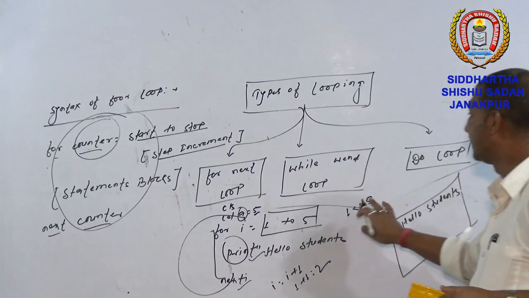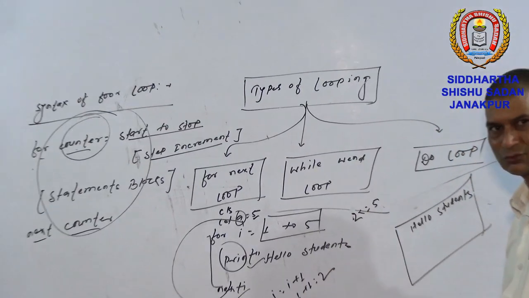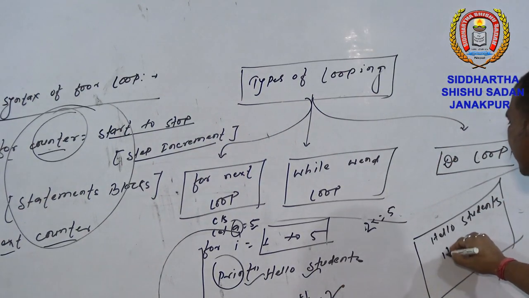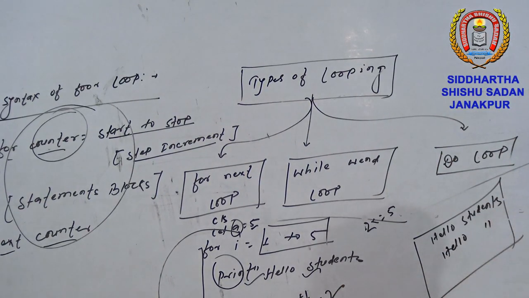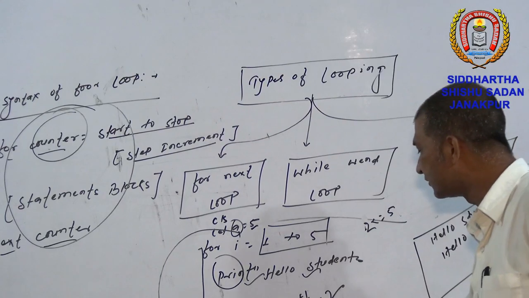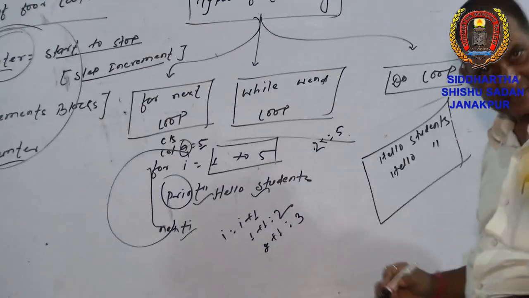So students, I becomes 2 now. 2 is less than 5. Yes, the condition is true. Again it comes in, again the same print statement is executed. It will display hello students the second time. In the same way, I equal to I plus 1. The value of I is 2, 2 plus 1 equal to 3. Now the value of I becomes 3.